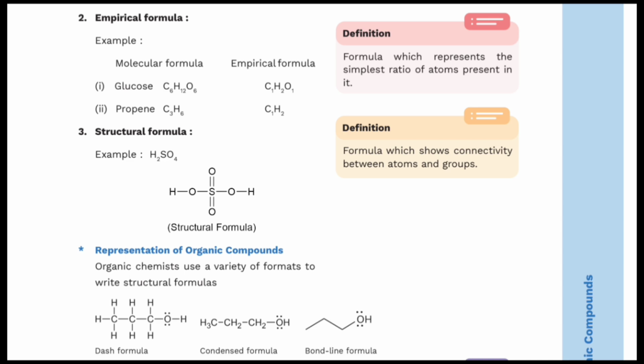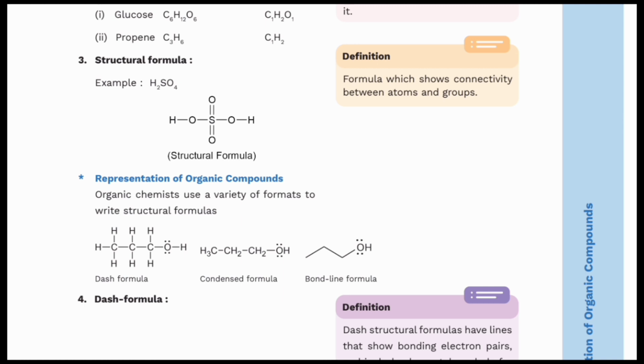The structural formula shows the connectivity between atoms, how atoms are arranged. You can see in H2SO4 how sulfur is attached with oxygen atoms, forming double bonds with oxygen and single bonds with oxygen atoms as well. Representation of organic compounds: there are three formulas, dash formula, condensed formula, and bond line formula. These types of questions may appear in IMAT most of the time. You can see one question in 2025 from this topic.